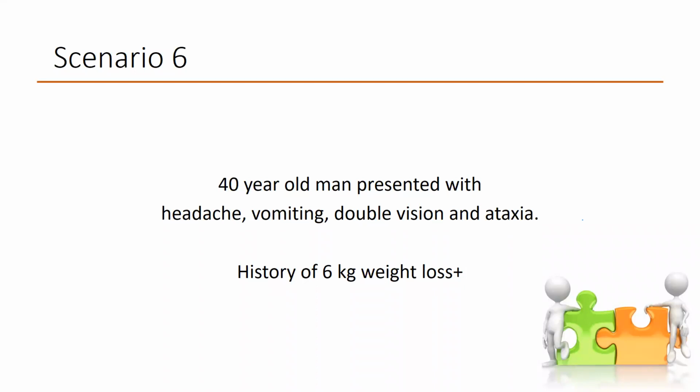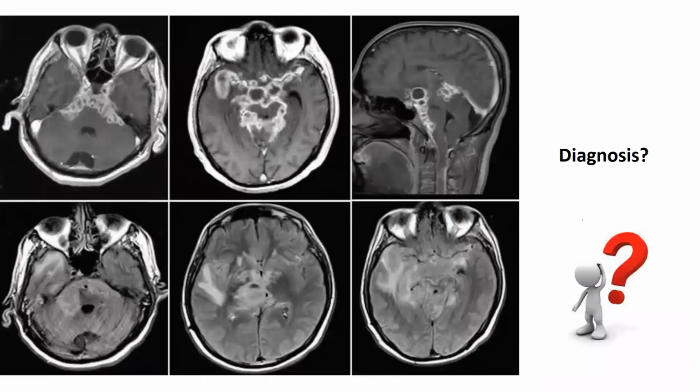A 40-year-old man presented with headache, vomiting, double vision, and ataxia. There is a history of 6 kg weight loss. So a very nice, familiar MRI picture for you. What is the diagnosis?